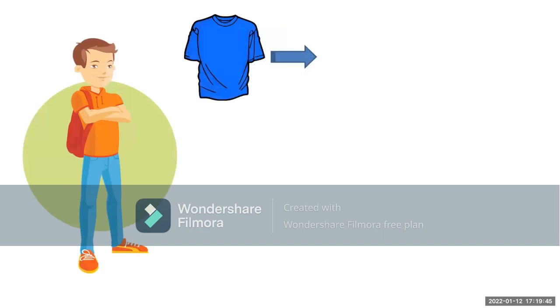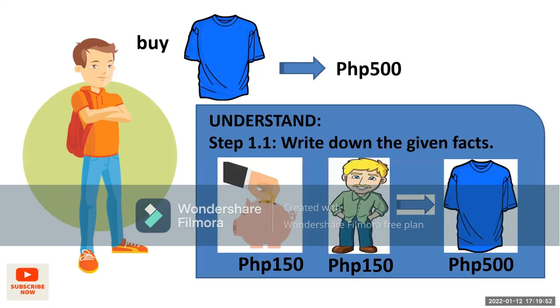This is Elmo in the problem. So he wants to buy this shirt and this shirt costs 500 pesos. He is determined to buy this shirt. Now first thing that we are going to do is to have step 1.1, which is to write down the given facts. We have here 150 pesos as the savings of Elmo, and then 150 pesos given by his father, and 500 pesos, which is the cost of the shirt that he wants to buy. So step 1.1, which is writing down the given facts.